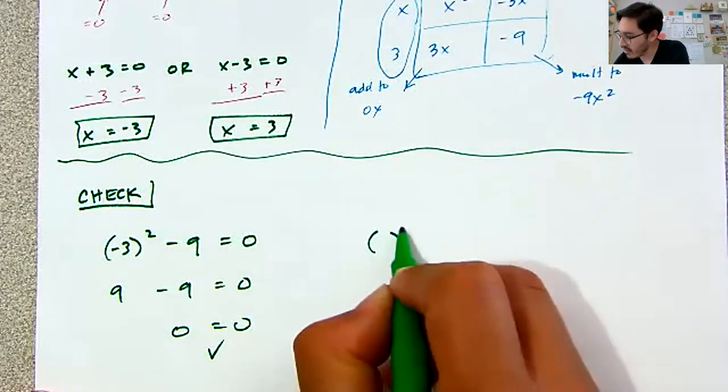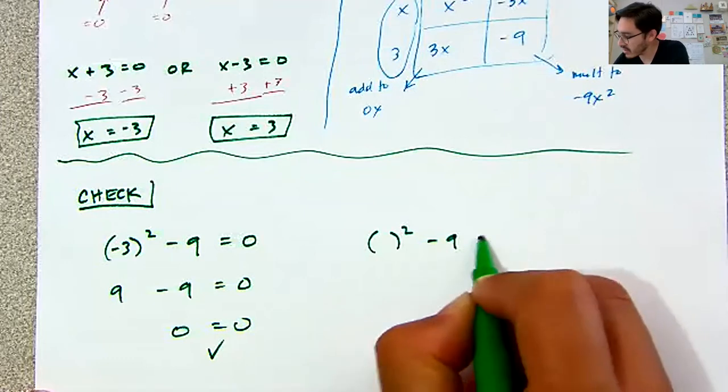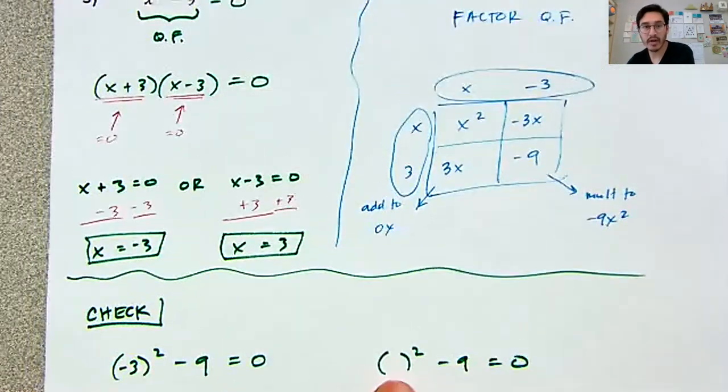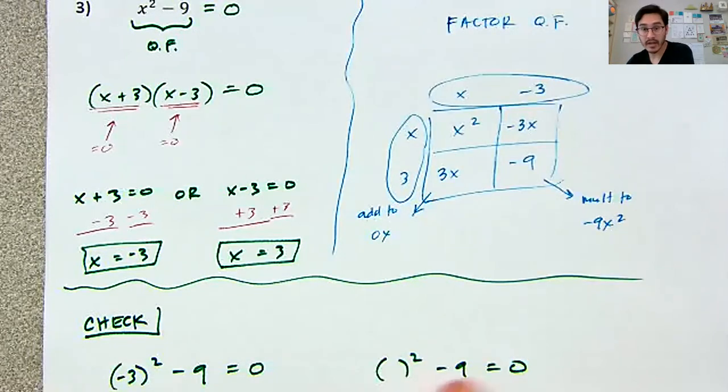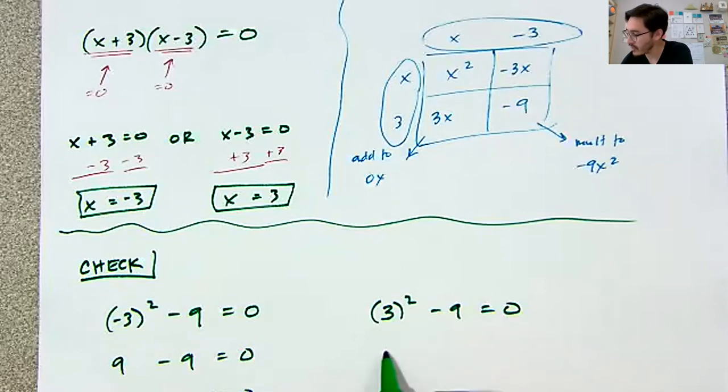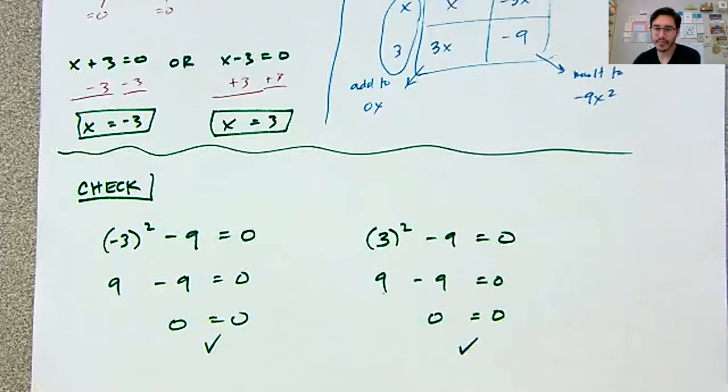All right, and now let's test out the other solution. The equation was x squared minus 9 equals 0, and we're going to test out 3. 3 squared is also 9. 9 minus 9 is still 0, at least in my universe. And 0 minus 0 is 0.